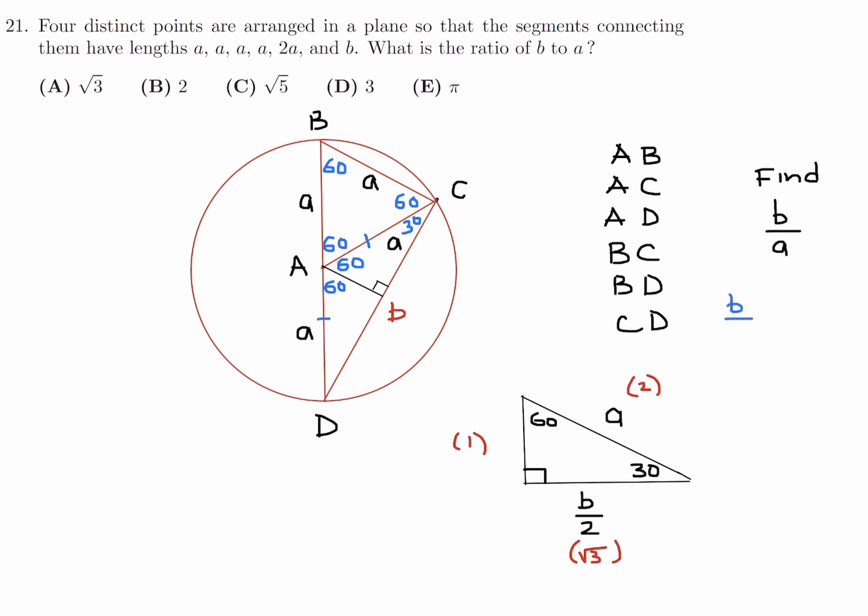B over A. In this case, we can use our sides. Well, we have B over 2, so that's fine. We can just put B over 2 over A for now. And that's going to be the equivalent of root 3 over 2. Cross multiply, and you get B is equal to root 3A. And then bring the A back down, and you get B over A is just root 3. So number 21, the answer is A.